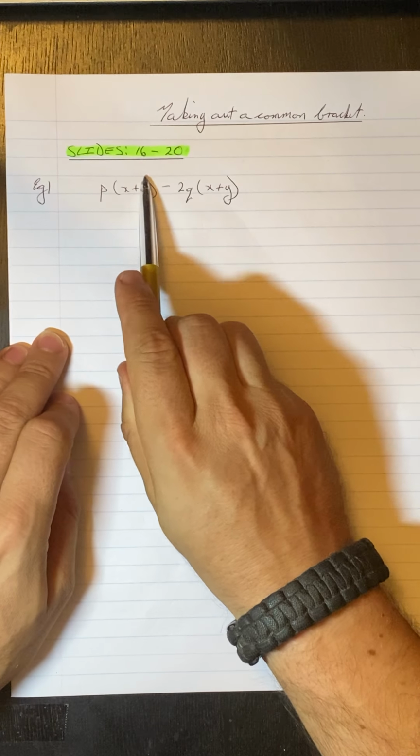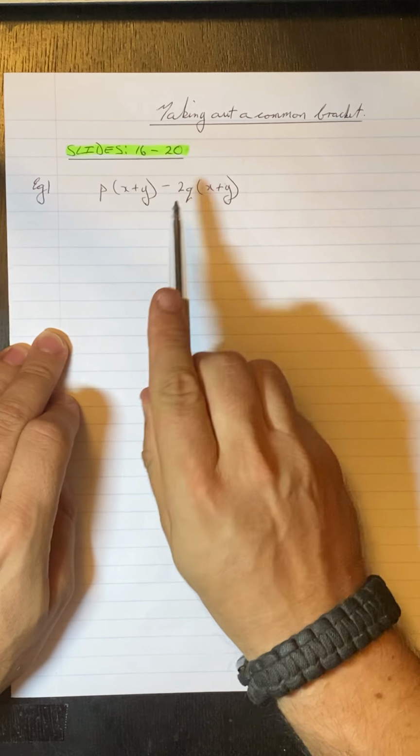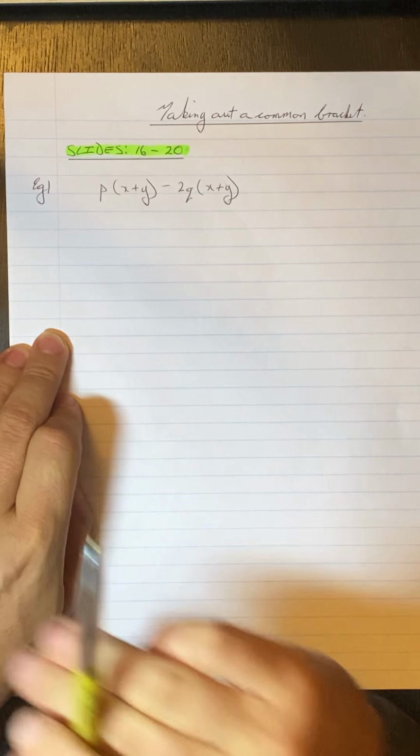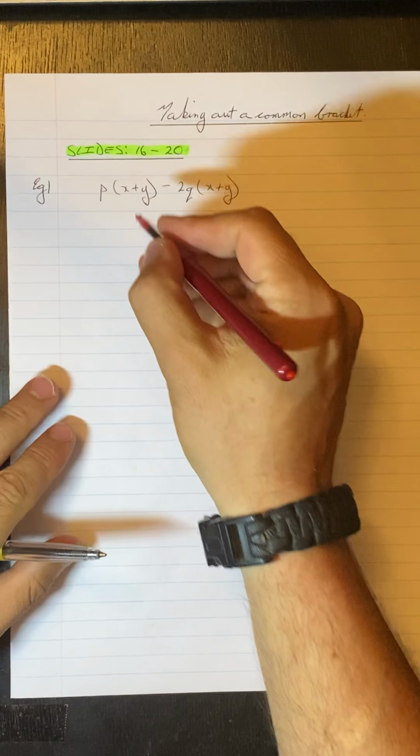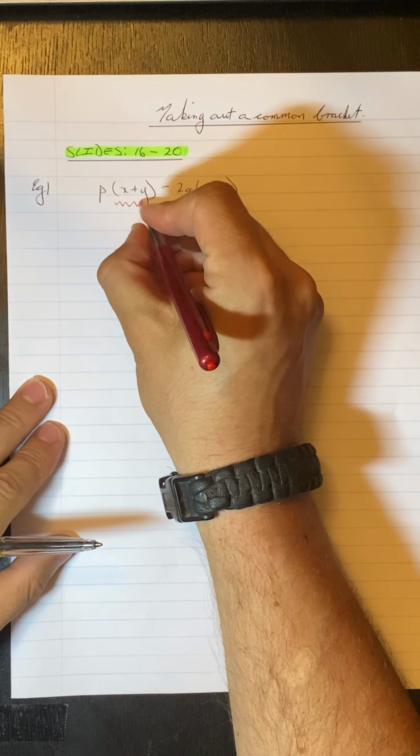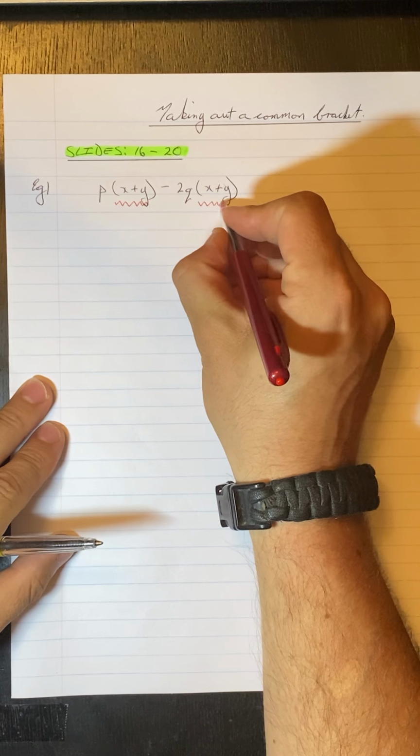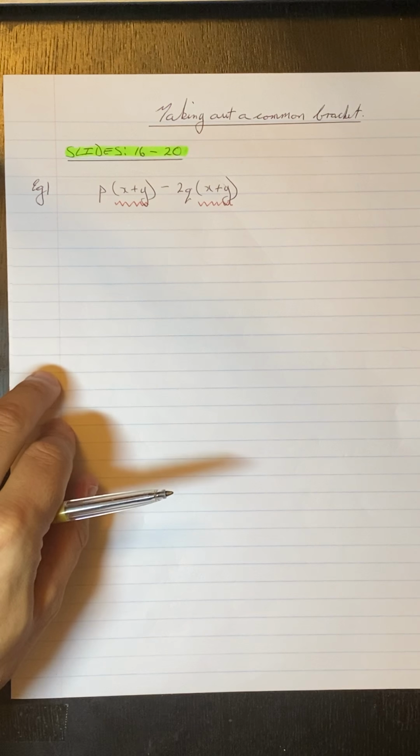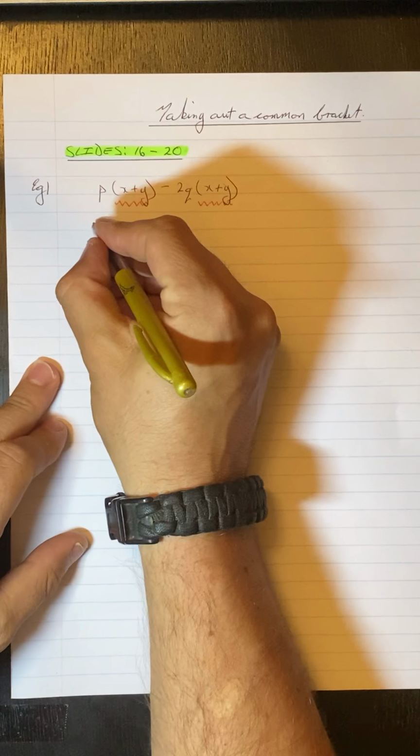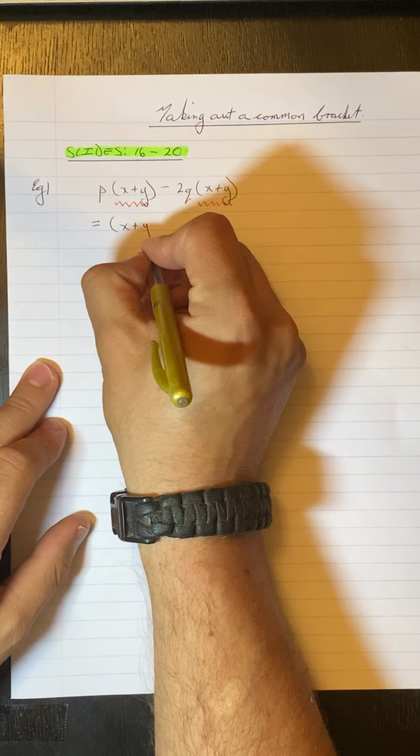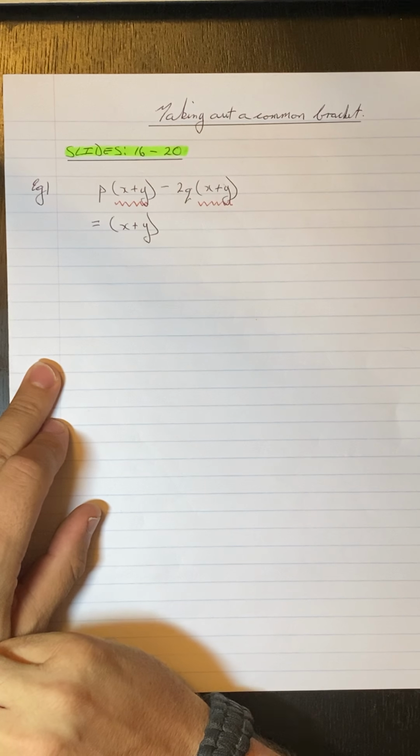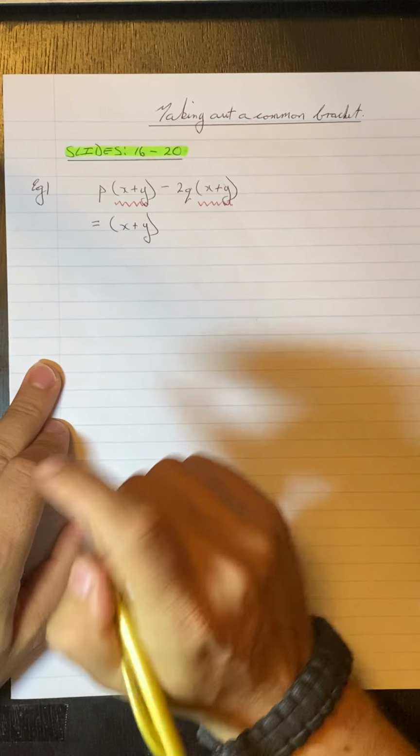As you can see, we have two terms separated by the minus. They still have a common factor. This entire bracket here, x plus y, is common with both terms. So we can take out that common factor, just like what we did with the previous examples.